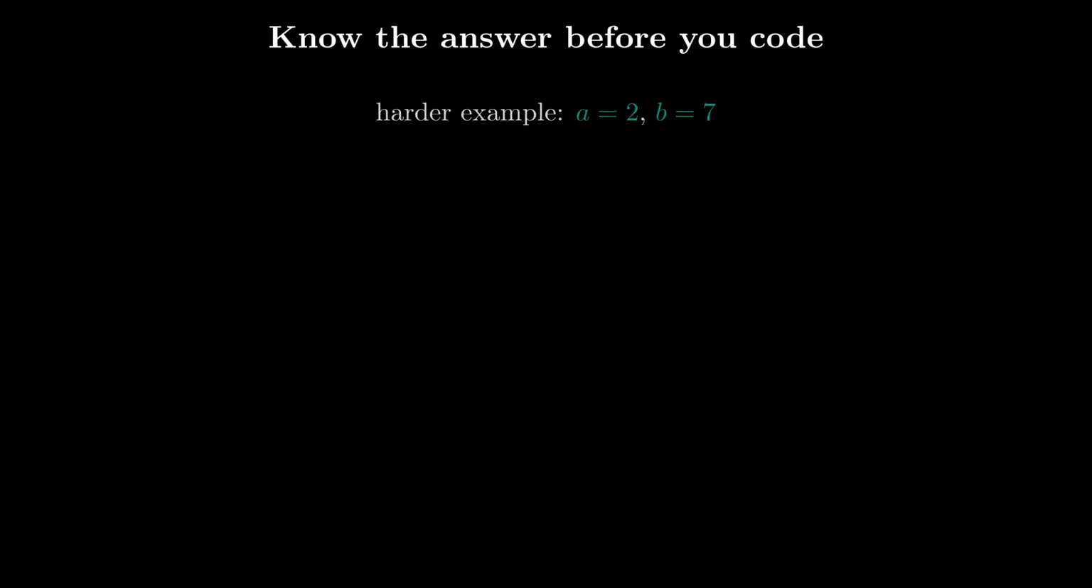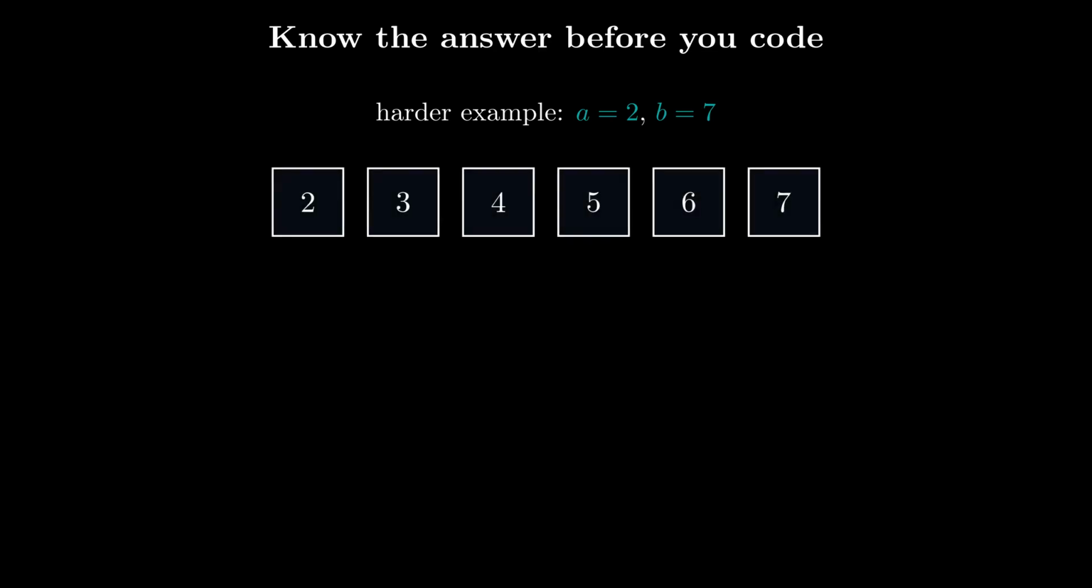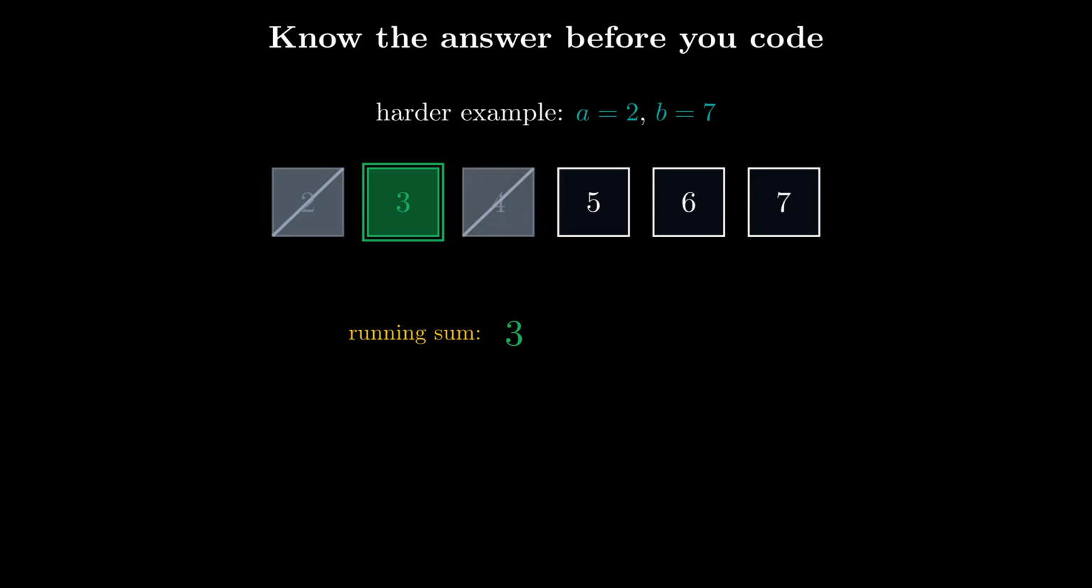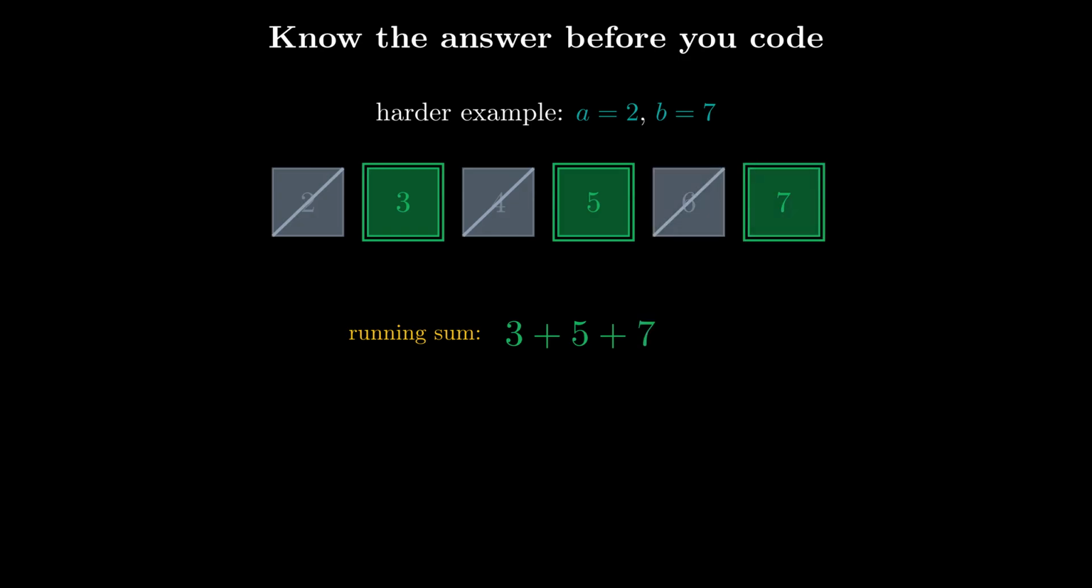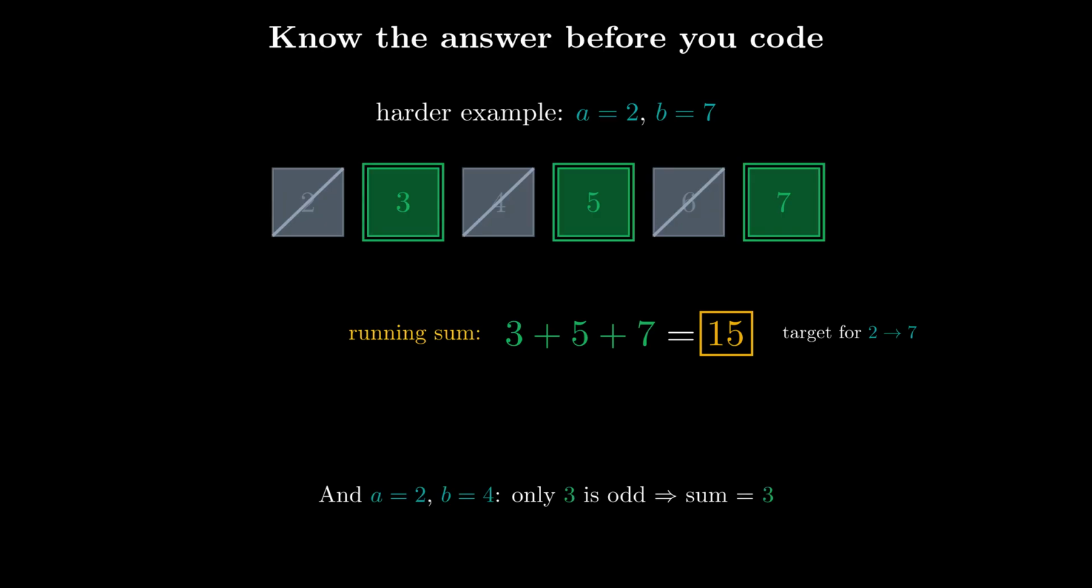That is your plan. Do a second harder example so you know the answer before writing any code. Let A be 2 and then B be 7. Write 2, 3, 4, 5, 6, 7. Now walk through them one at a time. 2 is even, skip it. 3 is odd, add it. 4 is even, skip. 5 is odd, add it. 6 is even, skip. 7 is odd, add it. We add 3 plus 5 plus 7, which is 15. That is our target. And for the simpler example, 2 to 4, the only odd number is 3, so the answer is 3. We now know both answers in advance.